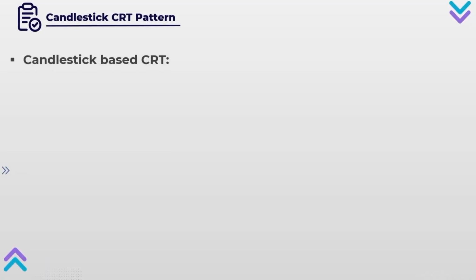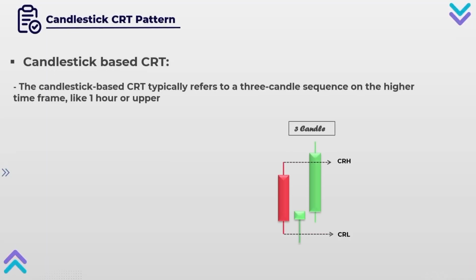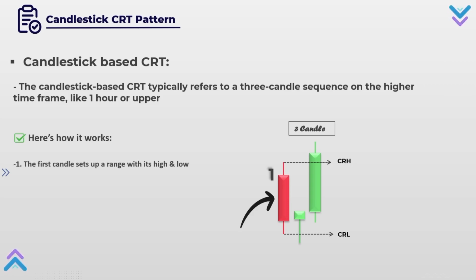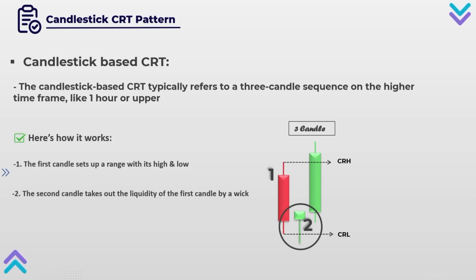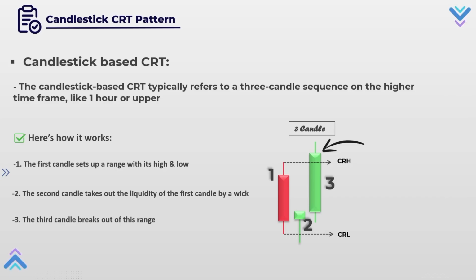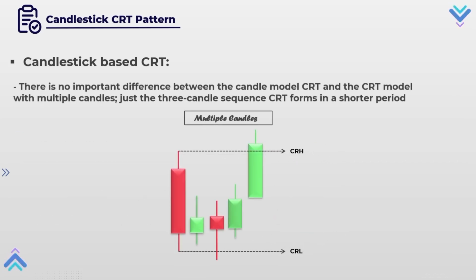In the bullish scenario, the candlestick-based CRT typically refers to a three-candle sequence on a higher time frame, like 1 hour or upper. Here's how it works. The first candle sets up a range with its high and low. The second candle takes out the liquidity of the first candle by a wick. The third candle breaks out of this range. Keep in mind, though, that the CRT model doesn't always have to be a three-candle sequence. It can also form with a series of more than three candles. The key difference is that a three-candle sequence typically happens over a shorter period, but the principle remains the same whether it's three candles or more.